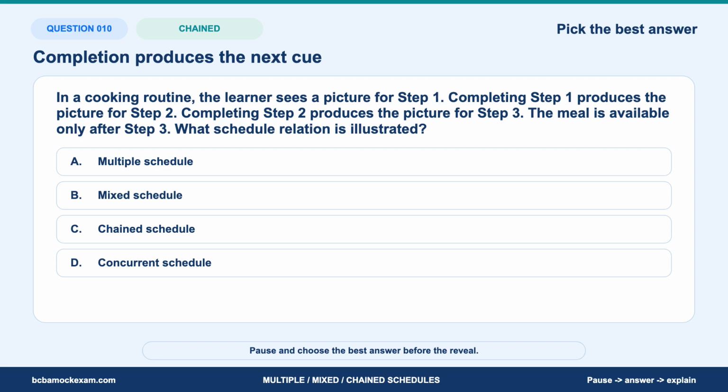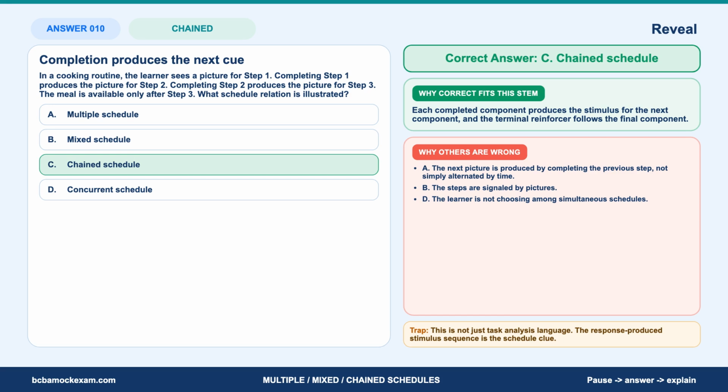What schedule relation is illustrated? The choices are A. Multiple schedule. B. Mixed schedule. C. Chain schedule. D. Concurrent schedule. Pause now and choose the best answer. The correct answer is C. Chain schedule. Here is why it fits this stem. Each completed component produces the stimulus for the next component, and the terminal reinforcer follows the final component.